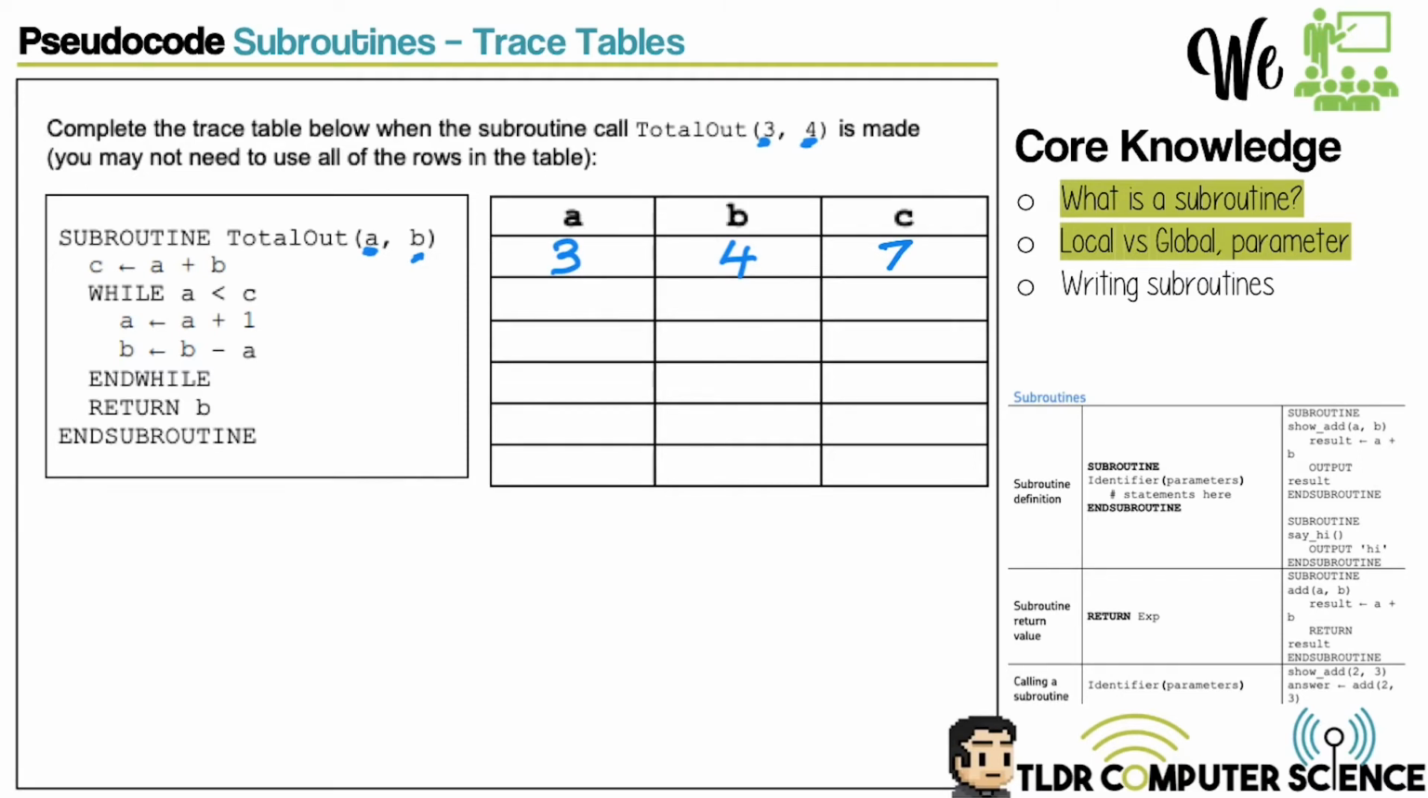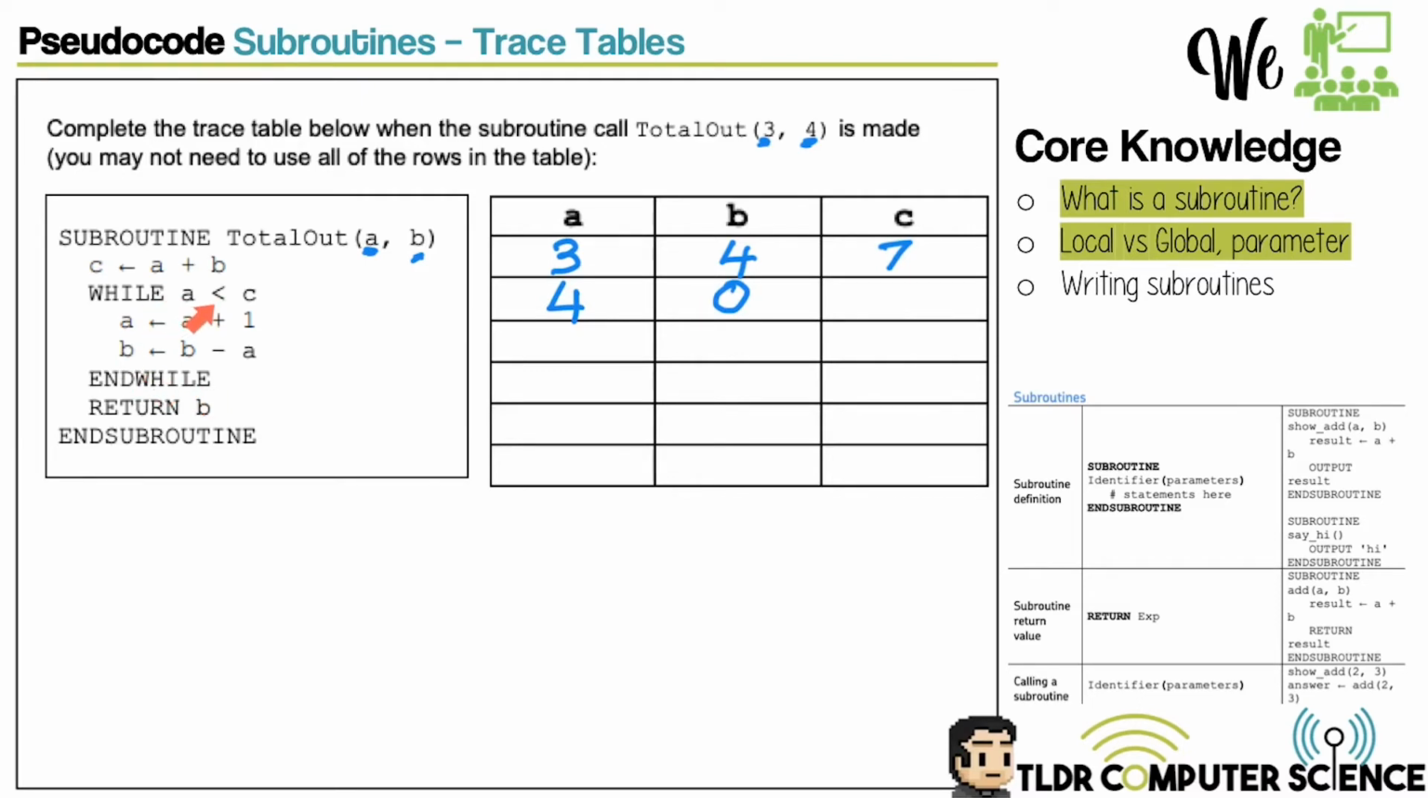Then it says, while A is less than C, is 3 less than C? Yes, it is. What happens next? A is A plus 1. Well, if A is 3, then plus 1 is 4. And then we can say A has become 4. B is B minus A. Well, B was 4. A is now 4. So B becomes 0. What about C? Well, C hasn't changed. So we'll come back to the beginning of the while loop.